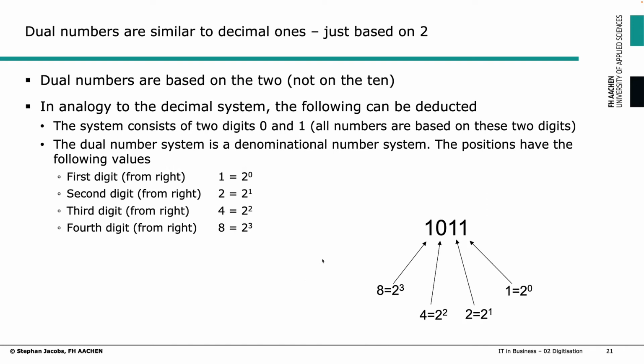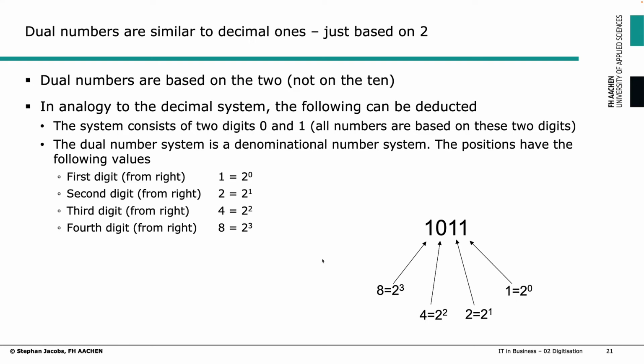So here we have the number 1011, which is a dual number, and the last digit is now 1 times 1, which is 2 to the power of 0. The second last one is multiplied with the value of this position, which is 2 to the power of 1. And then we have 2 to the power of 2, which is 4, one position before. And the first of these 4 positions is then 1 times 2 to the power of 3. So coming from the back, we have these position values of 1, 2, 4, 8. And we would have 16, 32, and so on before.